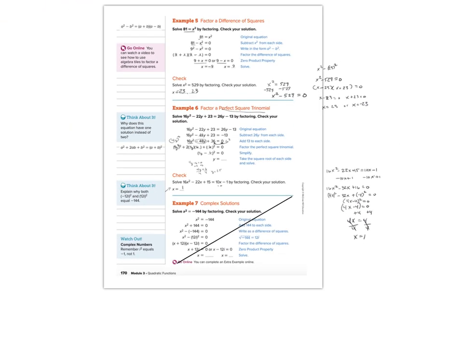So without further ado, this is going to be a lot of practice, but again, it's not intended to be overly difficult. This is a genuine review from Algebra 1.